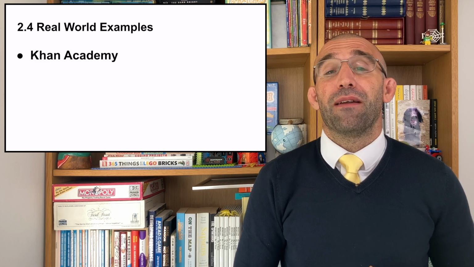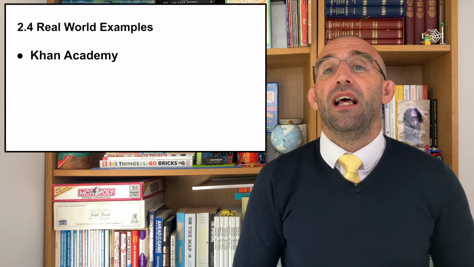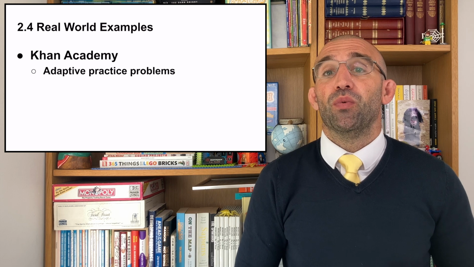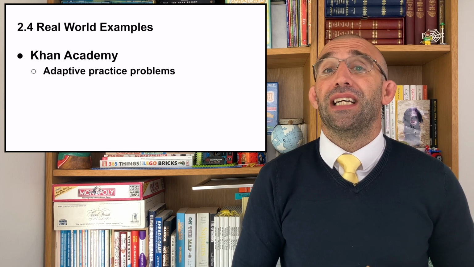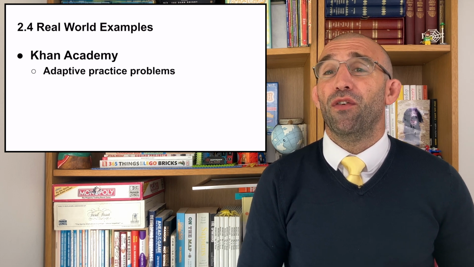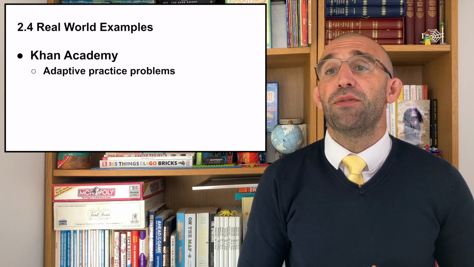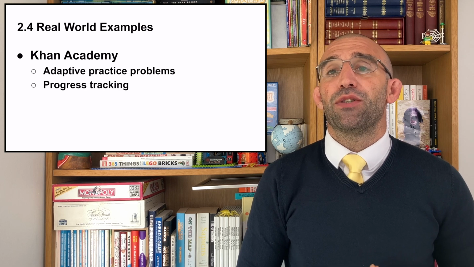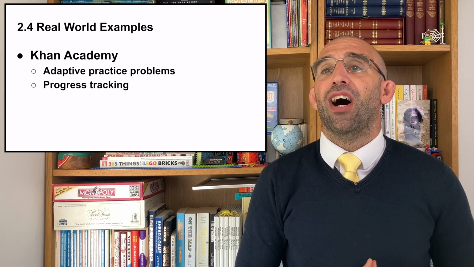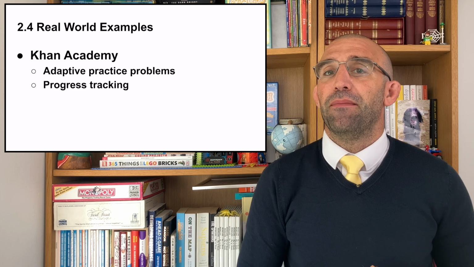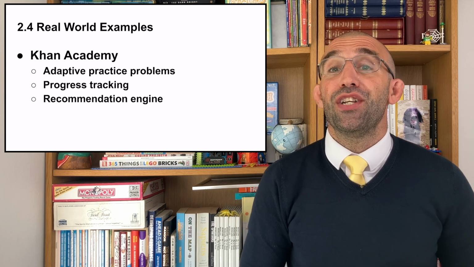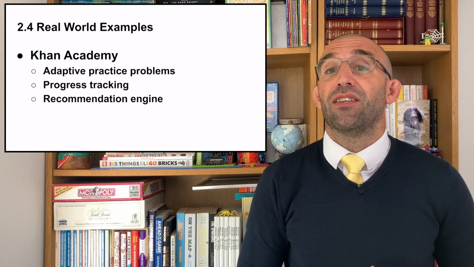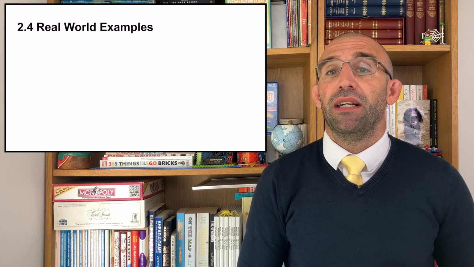Next is the Khan Academy, which teaches various subjects. There they use adaptive practice problems, which provide practice problems that adjust difficulty based on your performance, ensuring you're challenged but not overwhelmed. There's also progress tracking, which is an AI-driven dashboard to show progress through subjects, identifying mastery and suggesting next steps. There's also a recommendation engine, which recommends videos and exercises based on your learning history.